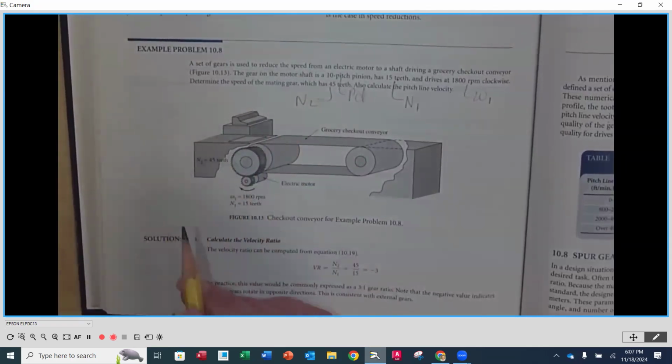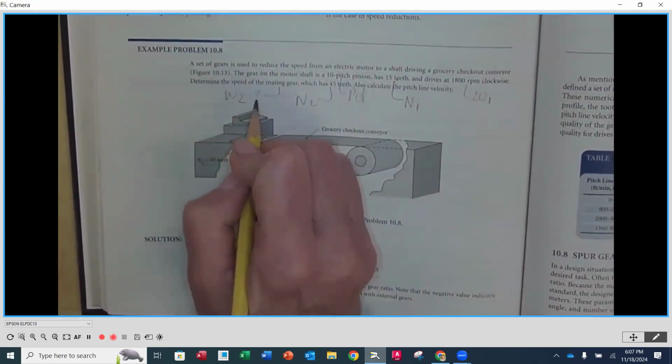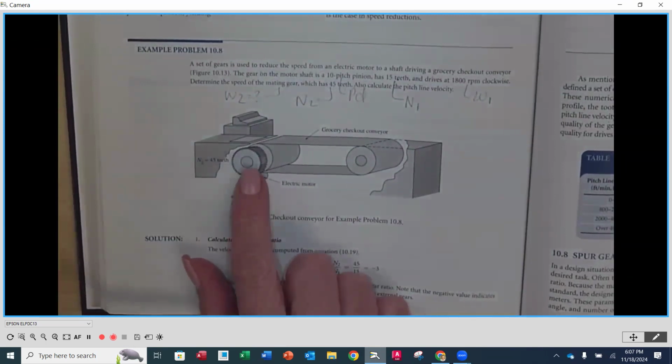Determine the speed of the mating gear. That's going to be W2. We want to find what that is when the mating gear has 45 teeth.